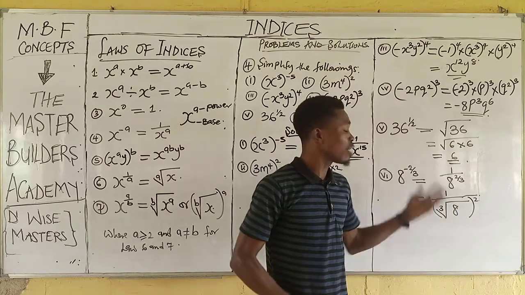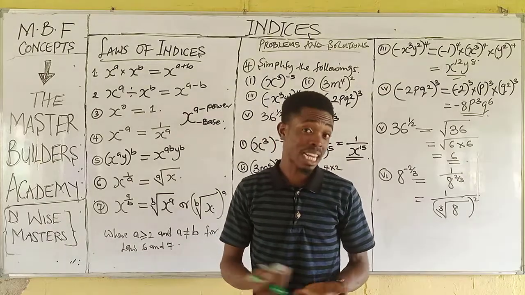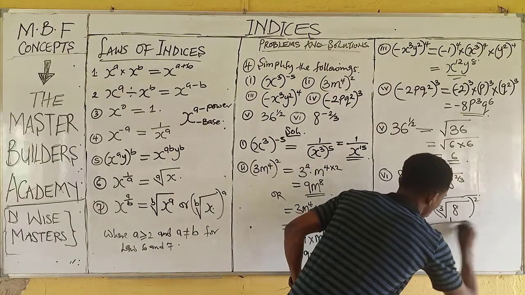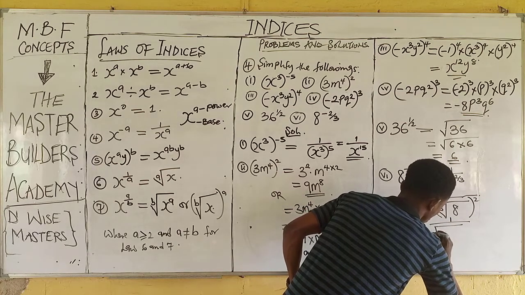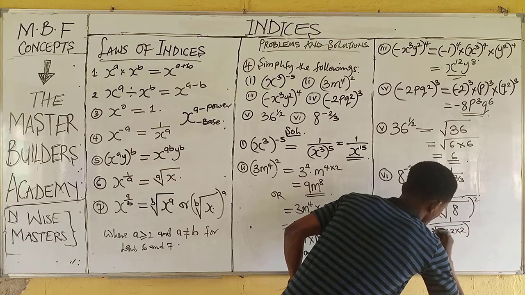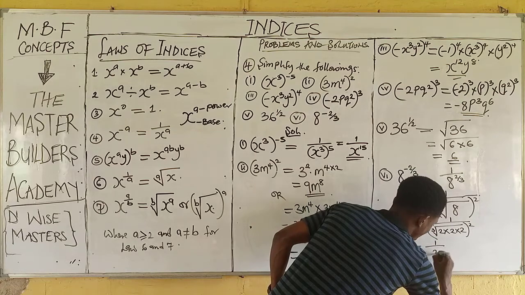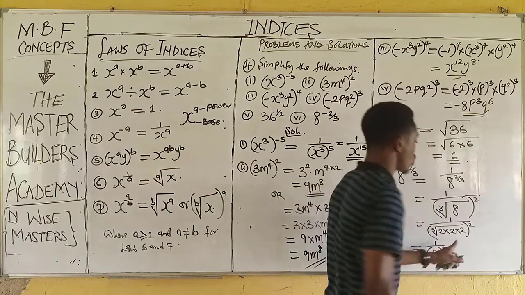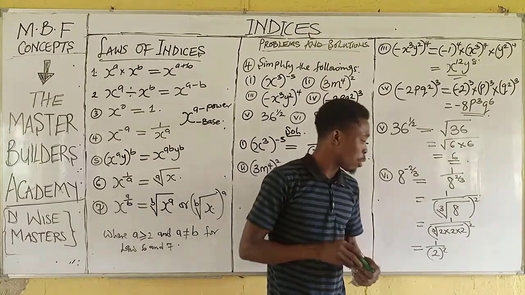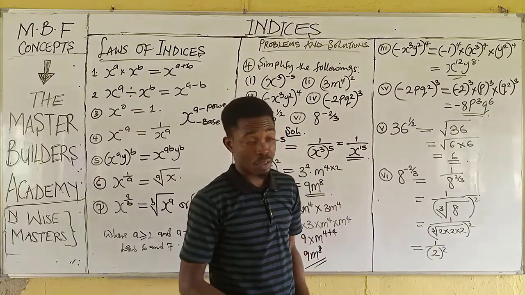What does this mean? 3 root 8 means a number that will multiply itself 3 times to give us 8. And that is 2, guys. So this would have given us 1 all over the cube root of 2 times 2 times 2, all over 2, and this would have given us 1 over 2 raised to power 2. All you need to do is to pick one of these values. That's all. Once you are able to get a number that will multiply itself 3 times to give us this number, all you need to do is pick one of the values.